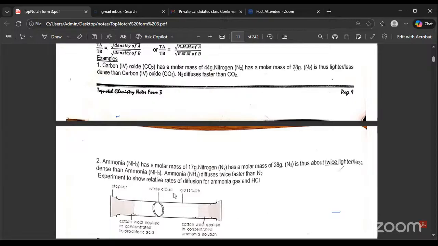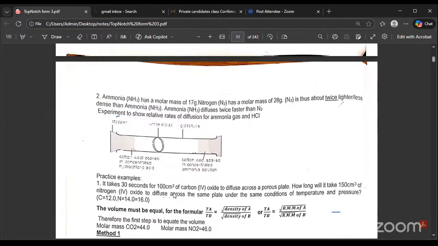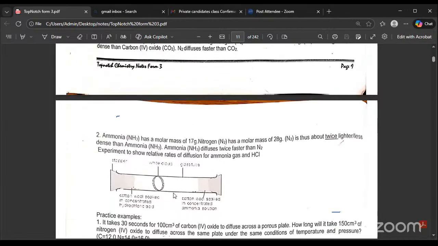This is an experiment that we normally use mostly to test that. We remember the white cloud or the white ring. We have a stopper containing HCl and a stopper containing ammonia solution, and a cotton wool. The ammonia diffuses faster. If the total distance is 20 centimeters, for example, the distance of movement for this one will be maybe 8 centimeters.